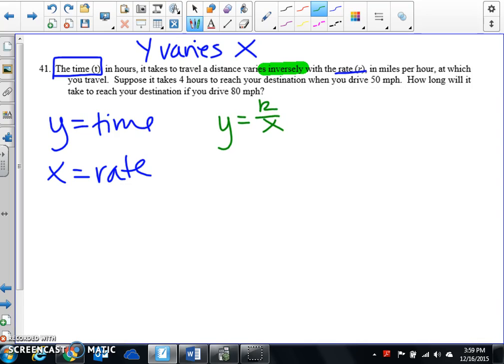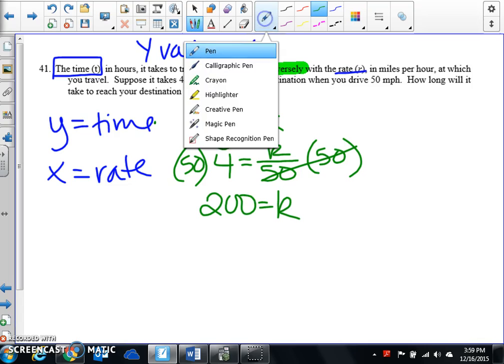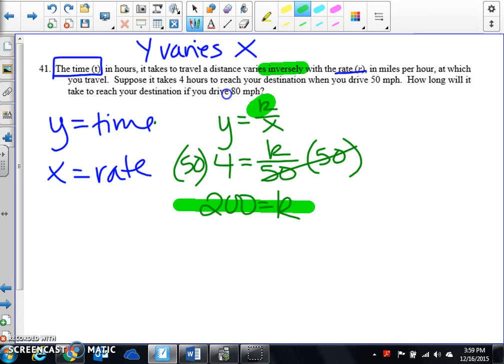Okay. Suppose it takes 4 hours. Hours is time, so 4. To reach your destination when you drive 50 miles per hour. Rate is x, so 50 miles an hour. K divided by x, opposite of dividing is multiplying. So k equals 200. I now take k and plug it in there. So y equals 200 over x.